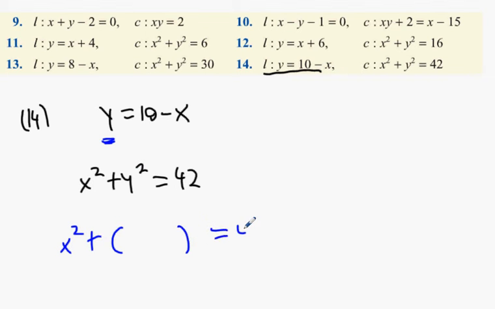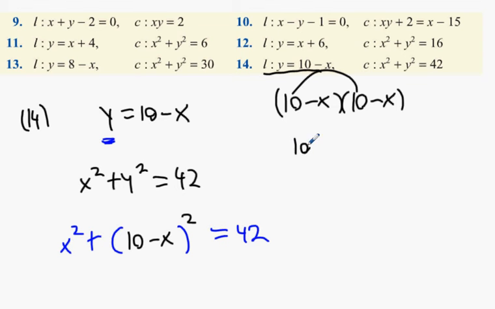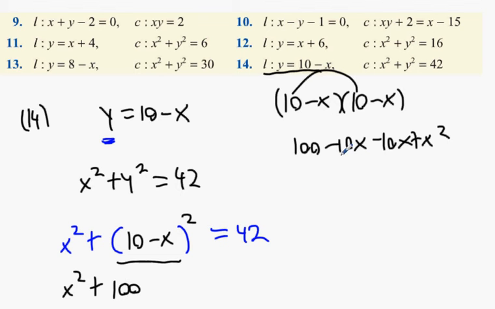What do you substitute in for y? 10 minus x, to be squared. That means 10 minus x multiplied by 10 minus x, which in turn is 100 minus 10x minus another 10x plus an x squared, which in turn is x squared plus 100, the two of them combined, minus 20x plus x squared. Bring the 42 out the other side, minus 42.